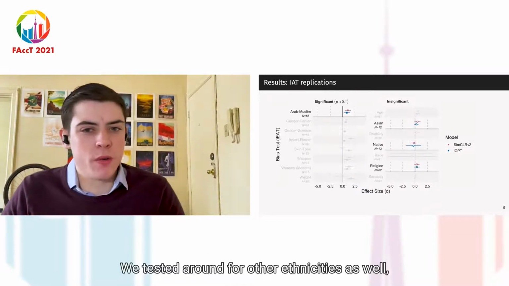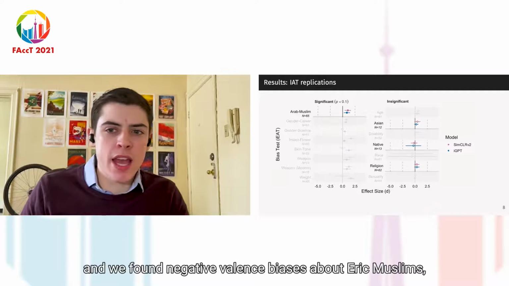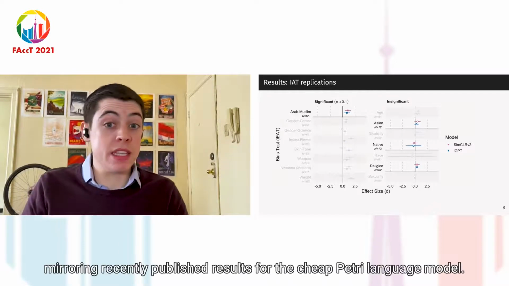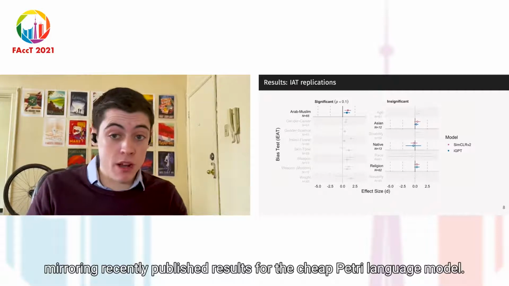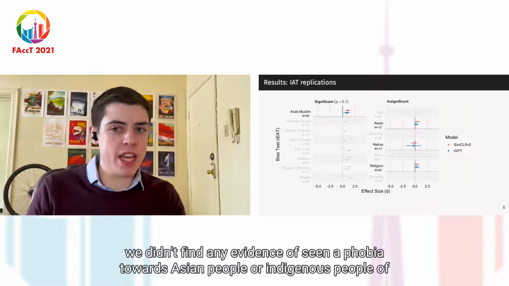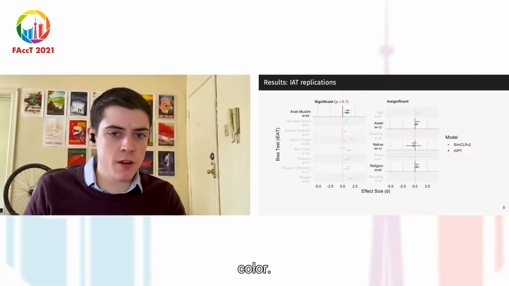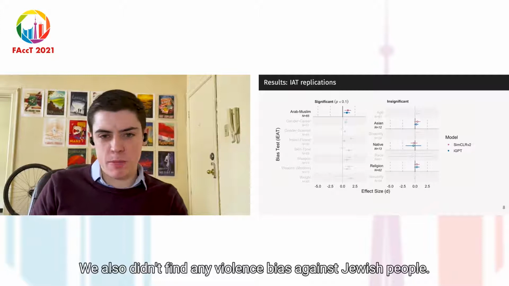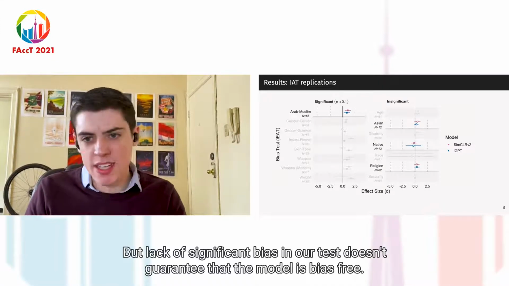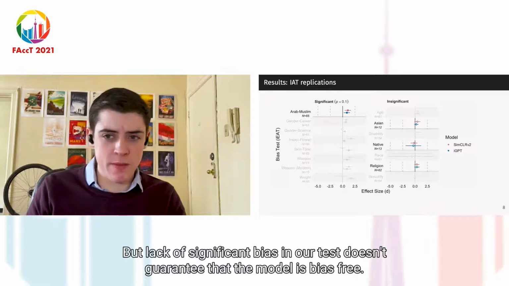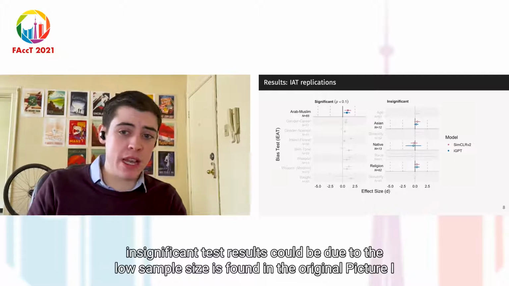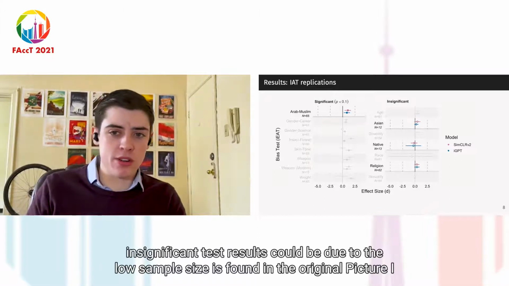We tested around for other ethnicities as well, and we found negative valence biases about Arab Muslims, mirroring recently published results for the GPT-2 language model. We didn't find any evidence of xenophobia towards Asian people or indigenous people of color. We also didn't find any valence bias against Jewish people, but a lack of significant bias in our test doesn't guarantee that the model is bias-free. So for example, insignificant test results could be due to the low sample sizes found in the original picture IATs.